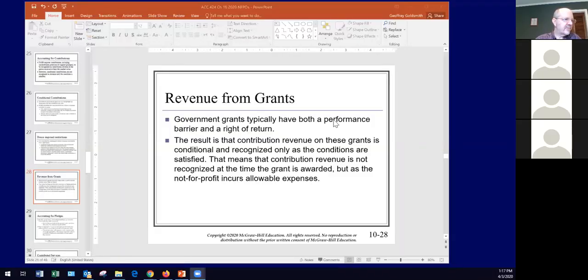Government grants typically have both a performance barrier and a right of return. The result is that contribution revenue on these grants is conditional and recognized only as the conditions are satisfied. That means that contribution revenue is not recognized at the time the grant is awarded, but as the not-for-profit incurs allowable expenses. So a lot of the government grants for universities are money that's given to them to do a particular kind of research. If they don't do that research, then they can't get the money.